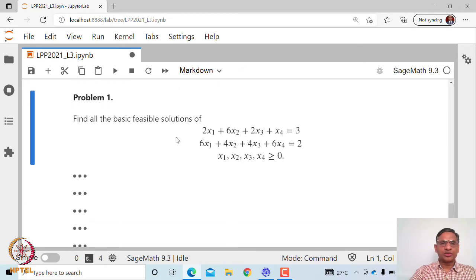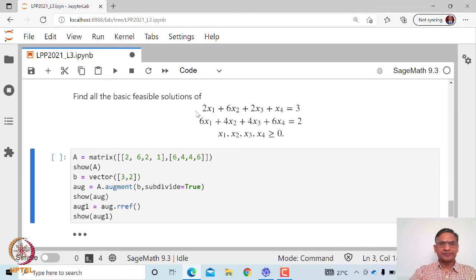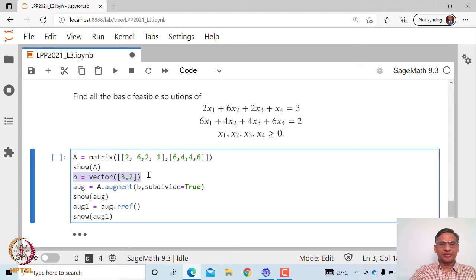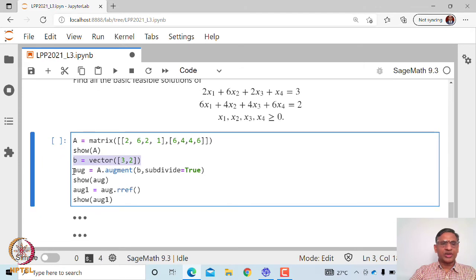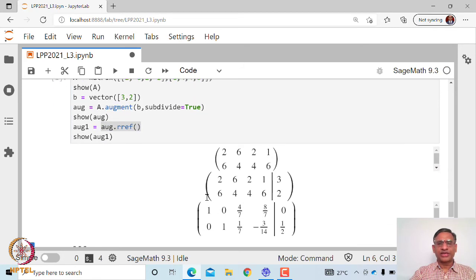So let us see how we are going to implement this in Sage. First let us define this matrix A, where the first row is 2, 6, 2, 1, the second row is 6, 4, 4, 6, and then let us write the right hand side as a vector B, and let us find the augmented matrix of the system. That means A.augment(B, subdivide=True), and let us apply RREF to this augmented matrix. This is how we solve the system of linear equations.